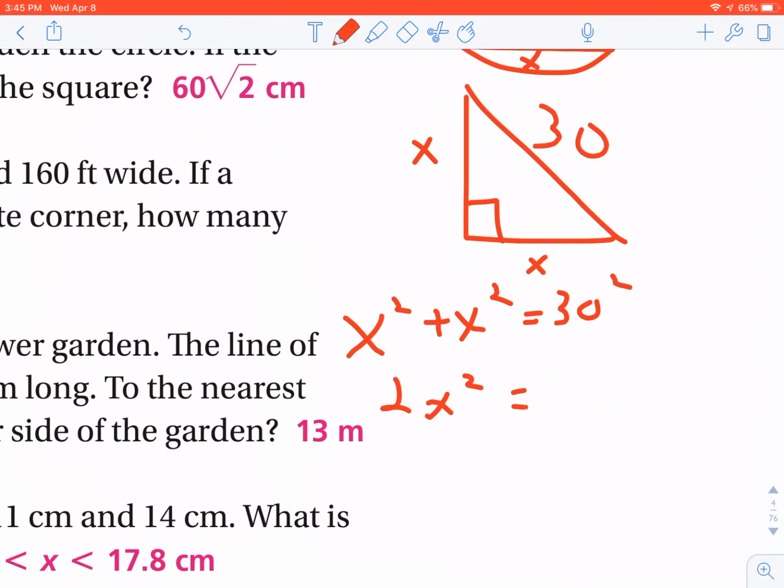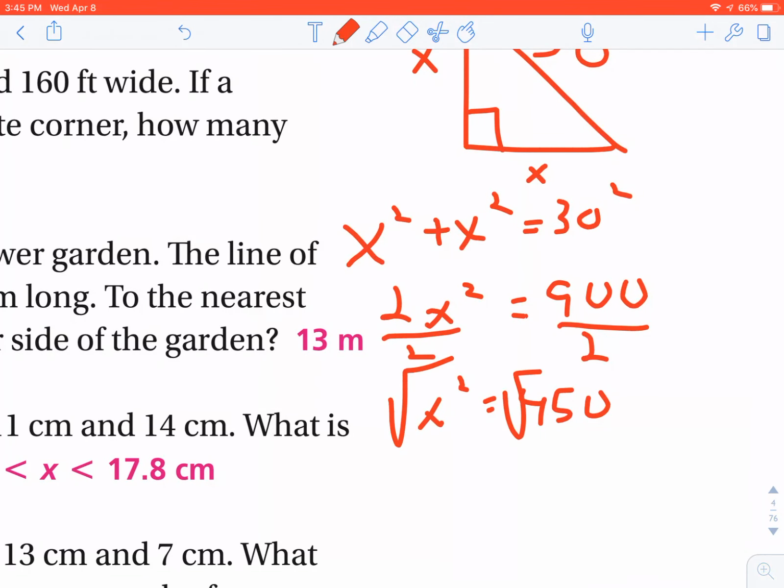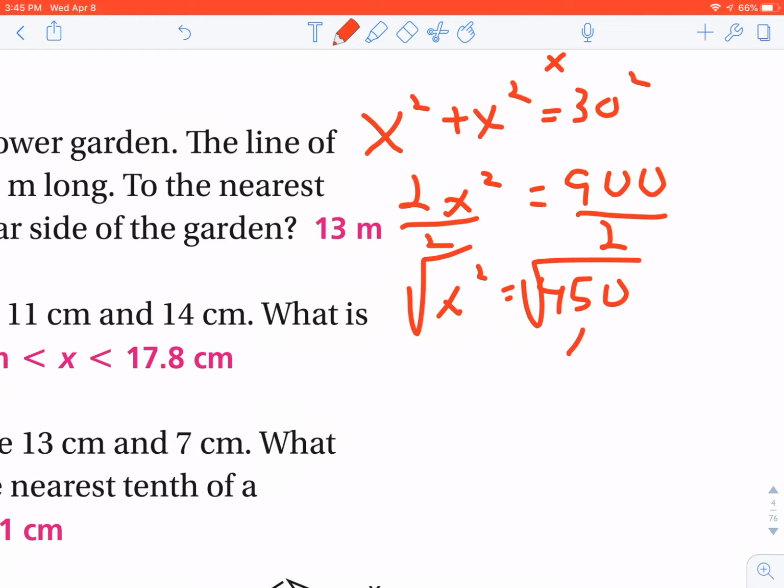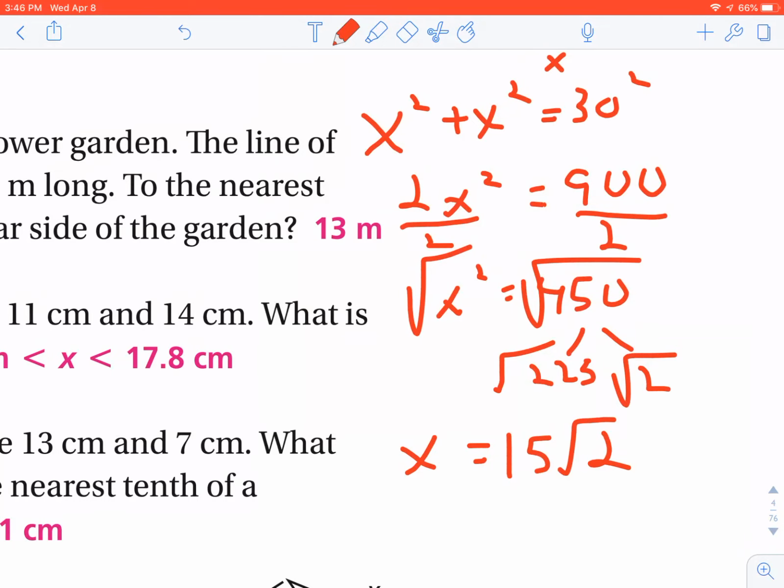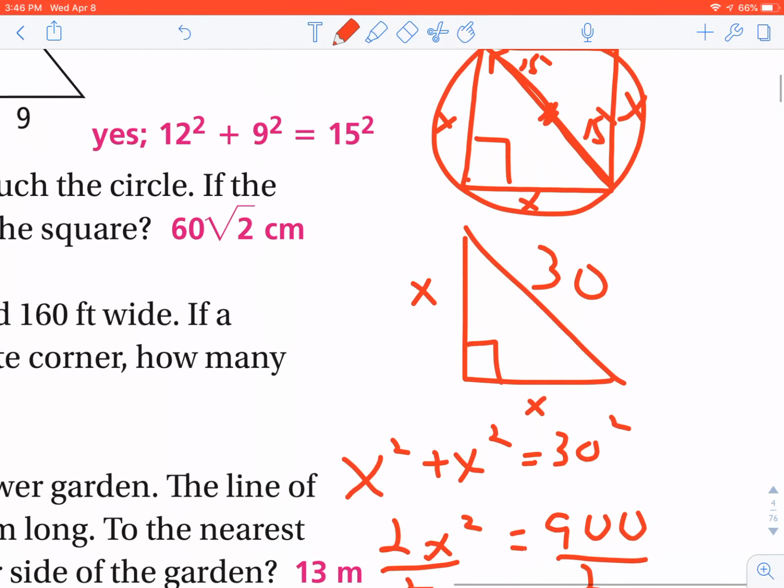Well, I get 2x squared is equal to 900, because 30 squared is 900. Divide both sides by 2. x squared is equal to 450. And at this point, on a test or quiz, I don't think I'm going to make you do something this big, but you need to find the biggest perfect square that divides into 450. That answer is 225, and its partner is 2. 225 is a perfect square. Its square root is 15, radical 2. But again, that's not the answer. That's just the length of one of these sides.